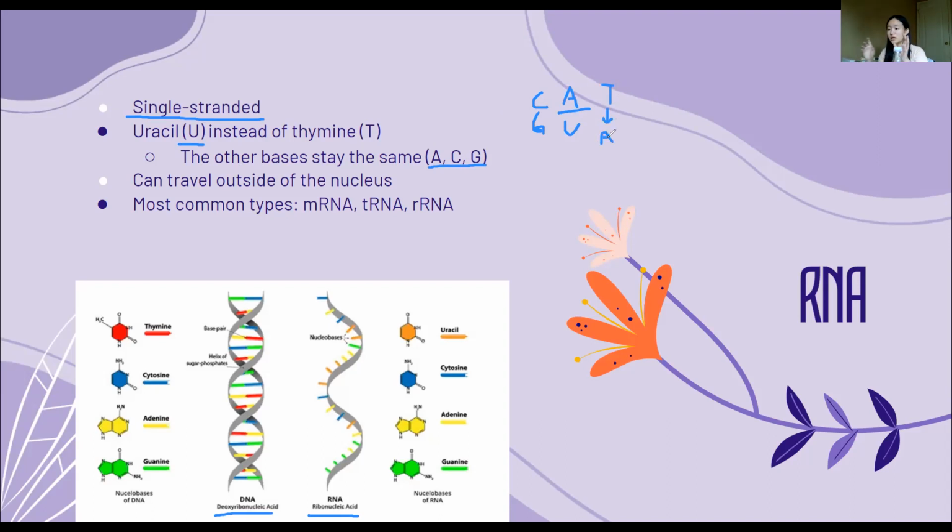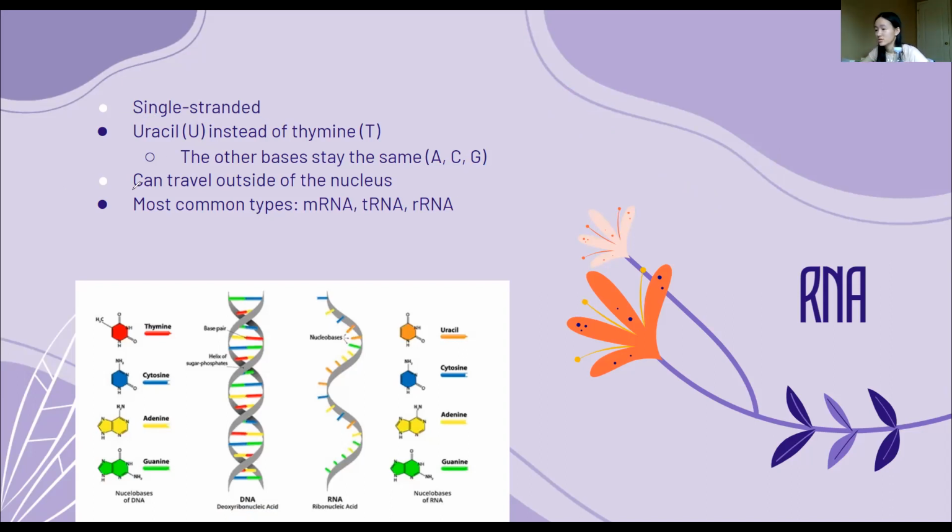Because you can think of it as A pairs with U and T, but T is only for DNA and U is only for RNA. So that's a bit tricky to get the hang of at first. I think I made quite a few mistakes just translating A and T both to U, because it's kind of complicated. And the other bases all stay the same. So it's still the same process if you were to find the complementary bases. It's just slightly different because now you have a U instead of a T.